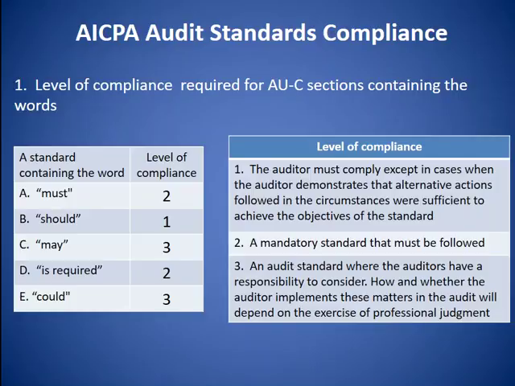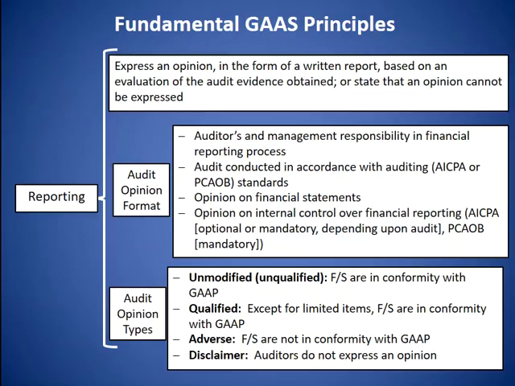C would be number 3, which is may, in audit standards where the auditor has a responsibility to consider but not necessarily apply. D is required. That should be pretty easy. That's drop-down box item number 2, mandatory standards. And then E is could, and that is an audit standard again where the auditor has a responsibility to consider. Okay, so those are the answers to the simulation, in this case for number 1.